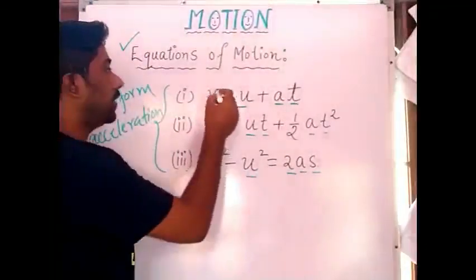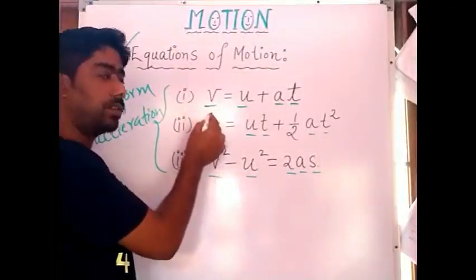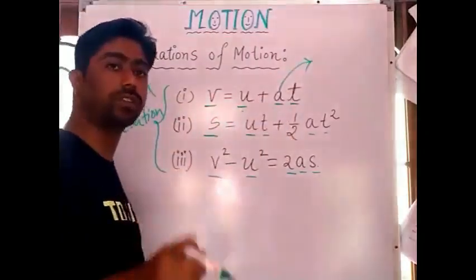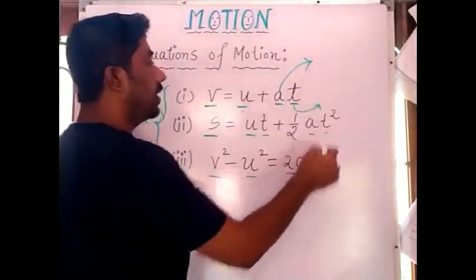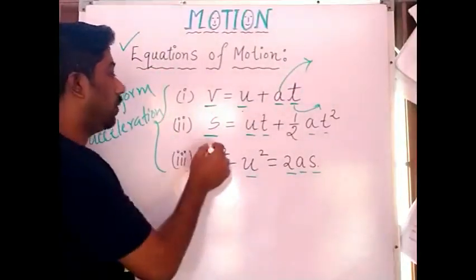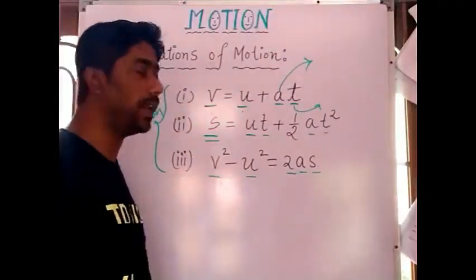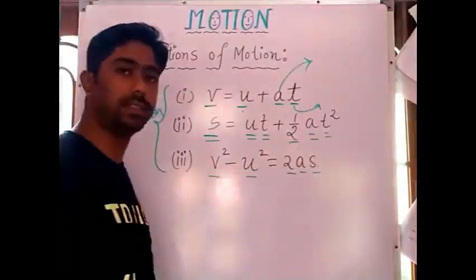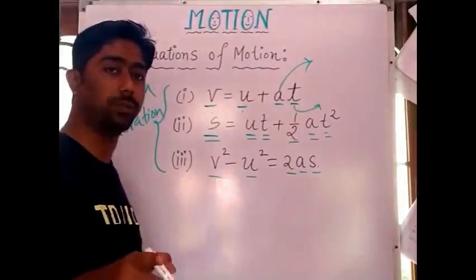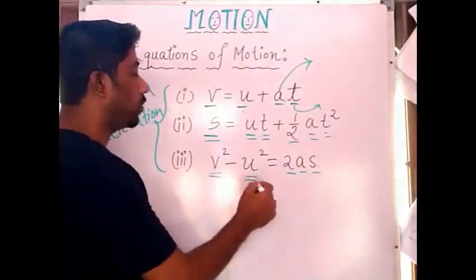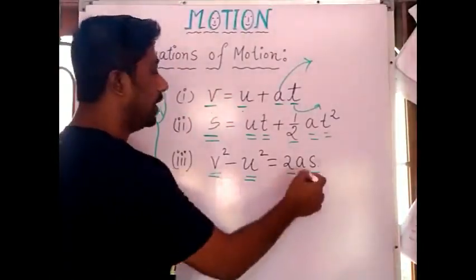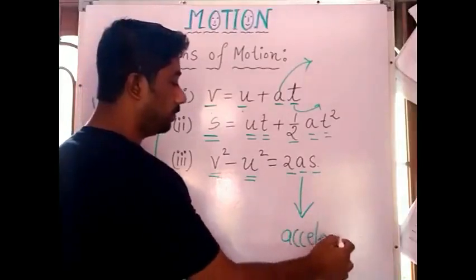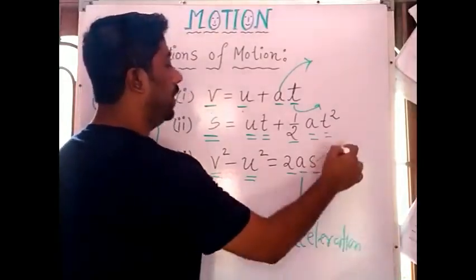The first equation goes like this. V means final velocity, u means initial velocity, a means the uniform, the constant acceleration, and t is the time. Second equation, s represents displacement here, is equal to u into t plus half of at square, where a is acceleration again, but again this acceleration should be constant. v square minus u square is equal to 2as, where a means acceleration and s means displacement.